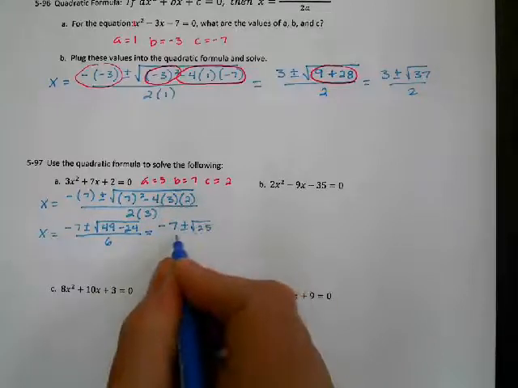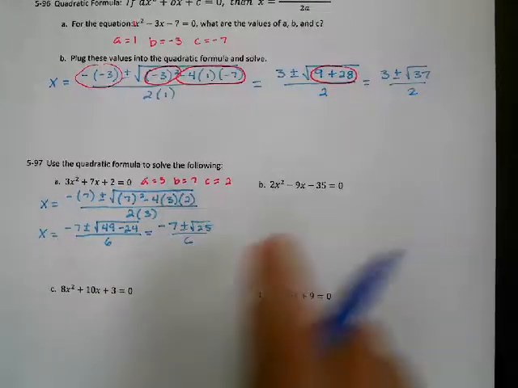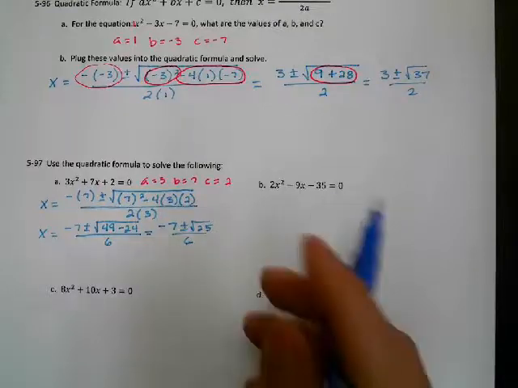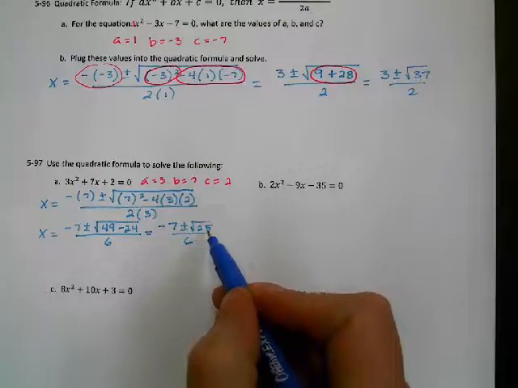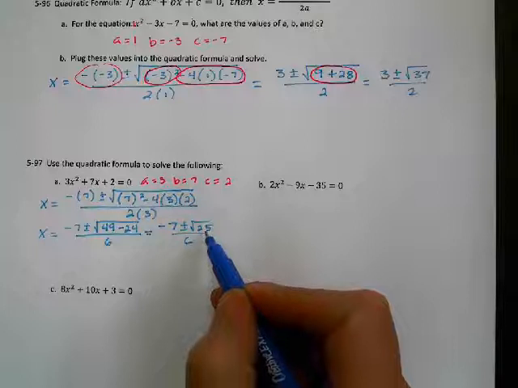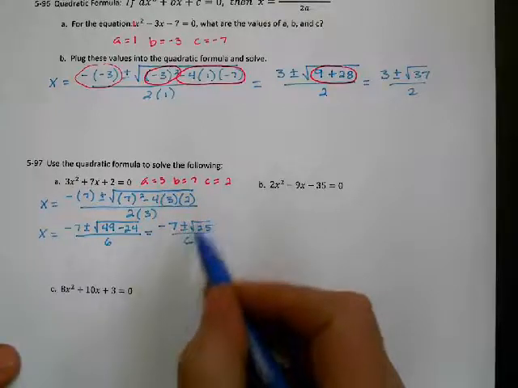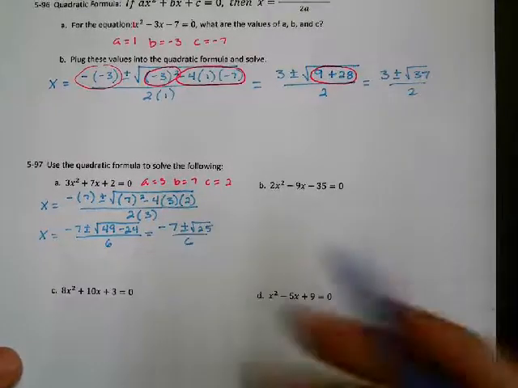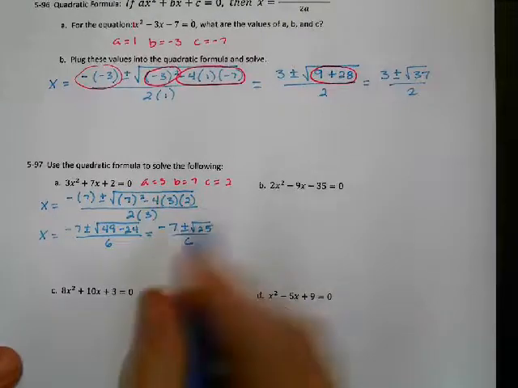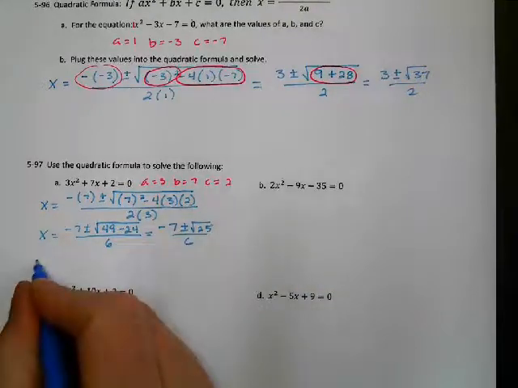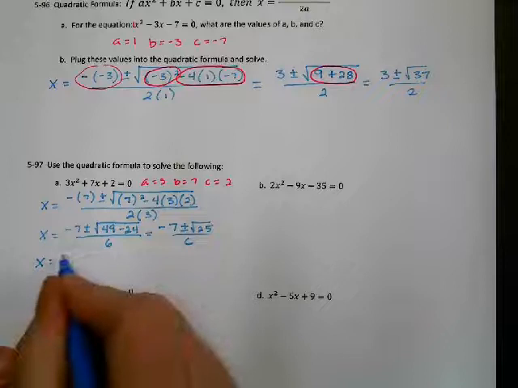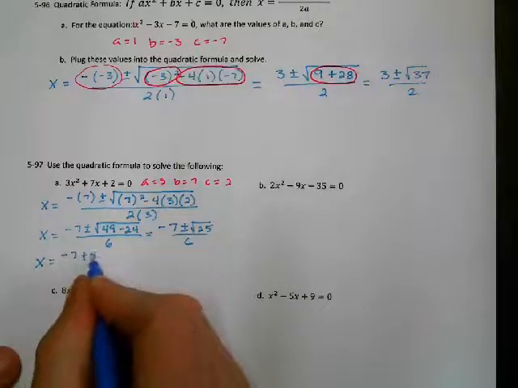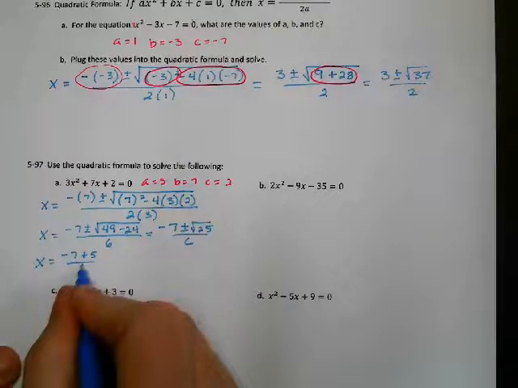over 6. Now at this point, we would stop if the radical doesn't reduce, but the radical does reduce. So we always, at this point, ask ourselves, does this reduce? If it does, we keep going. We all know that the square root of 25 is 5. So we get x equals negative 7 plus or minus 5, over 6. Now this is two answers.